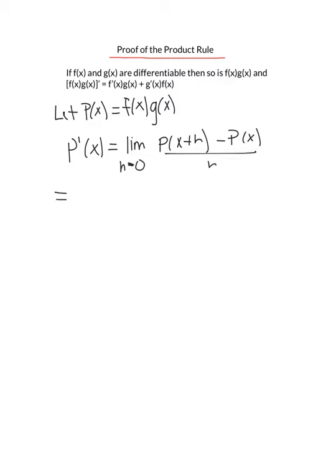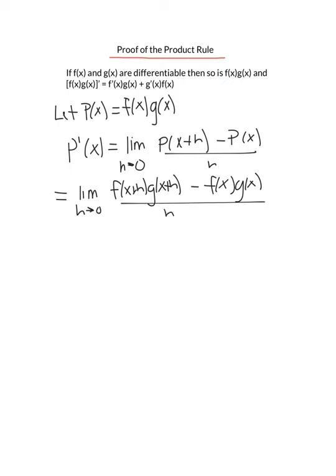Now I can go ahead and start plugging in what I know. So the limit as h approaches 0 of f of x plus h times g of x plus h minus f of x g of x, all divided by h. Keeping my end goal in sight, remembering that my goal is to eventually get this, I can already see that I don't have enough information in this. I don't have enough expressions in here to get to that goal.